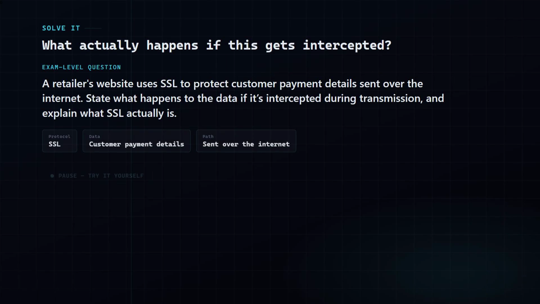Here is your exam-level question. A retailer's website uses SSL to protect customer payment details sent over the internet. State what happens to the data if it's intercepted during transmission and explain what SSL actually is. Pause it and decide whether the intercepted data is unreadable or just meaningless before you write anything down.